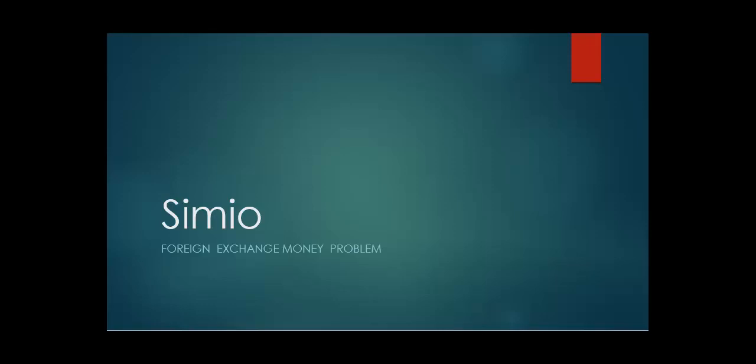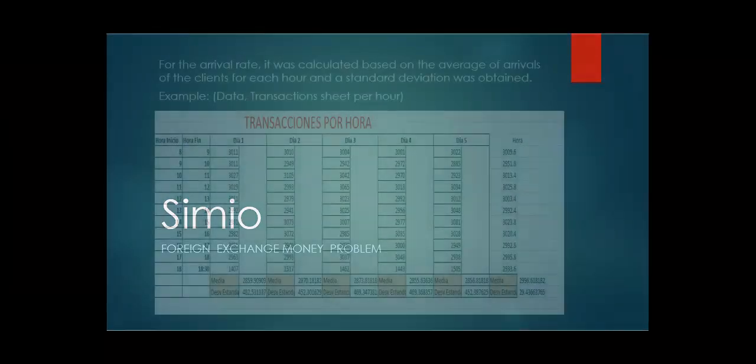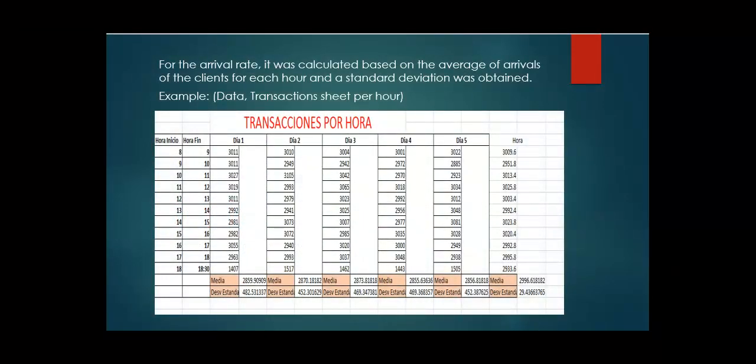Simio, foreign exchange money problem. For the arrival rate, it was calculated based on the average of arrivals of the clients for each hour and standard deviation was obtained. For example, we have the data of transactions per hour.